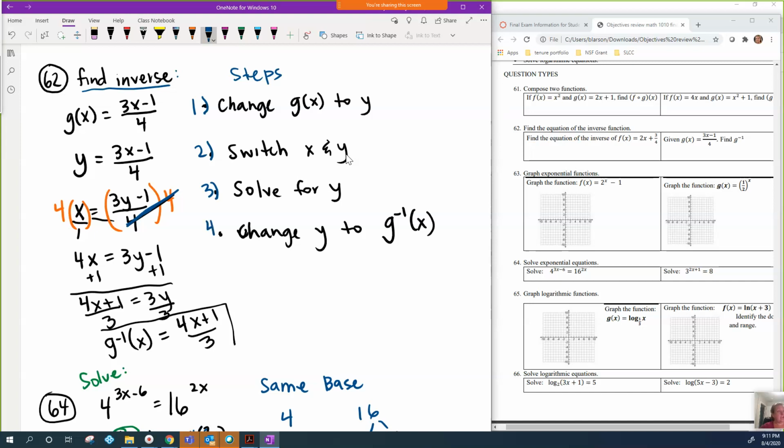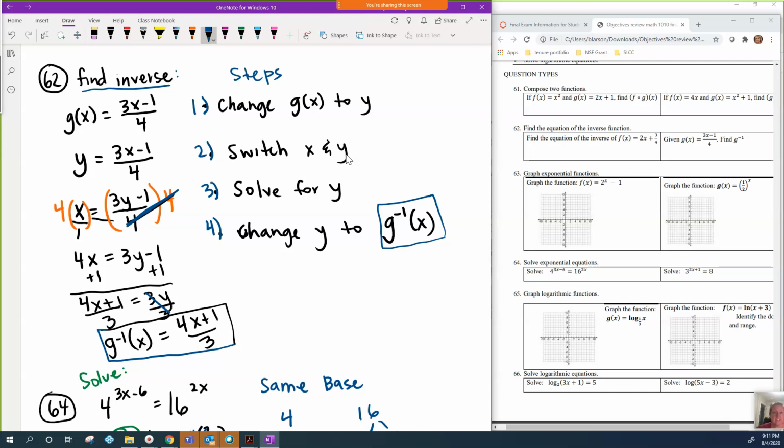But the last step is that you need to change, right? So you've got y equals this stuff, but you can't leave your answer that way. You've got to change your answer to show that it is the inverse. So that's why I wrote the answer as the inverse of g of x equals 4x plus 1 all over 3.